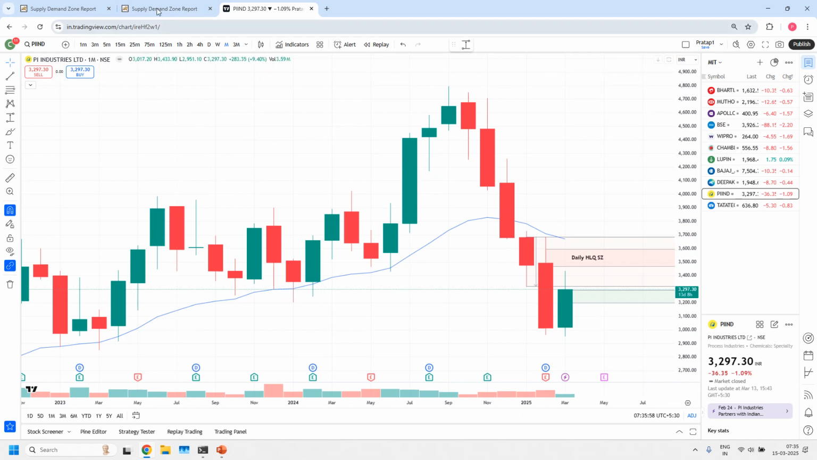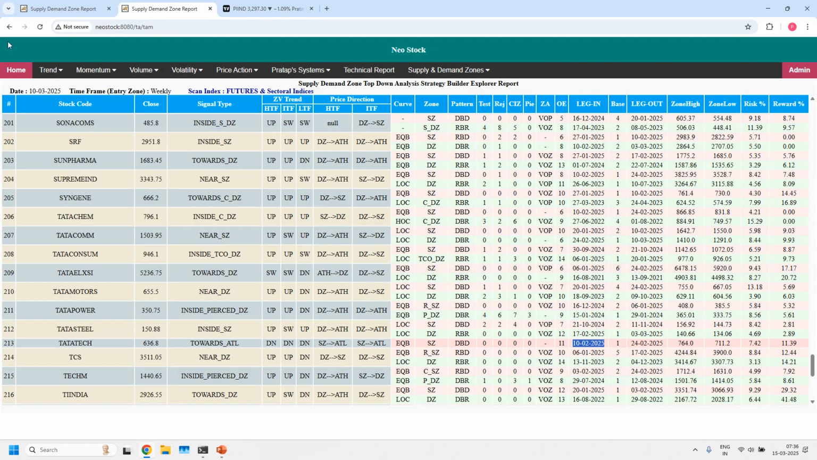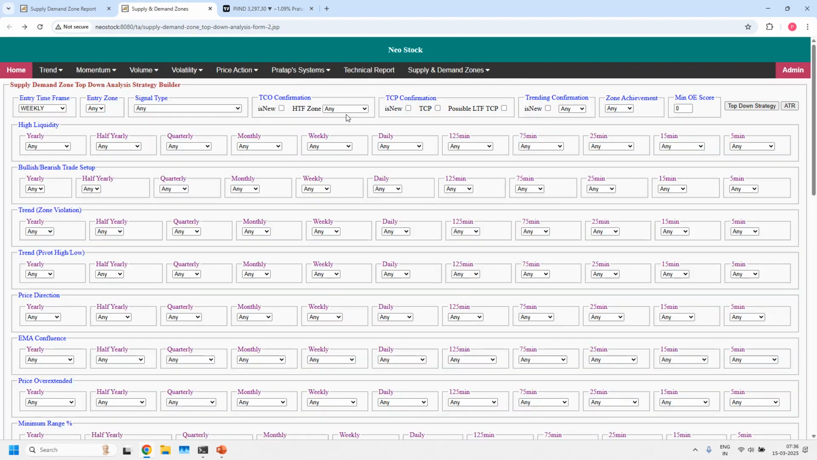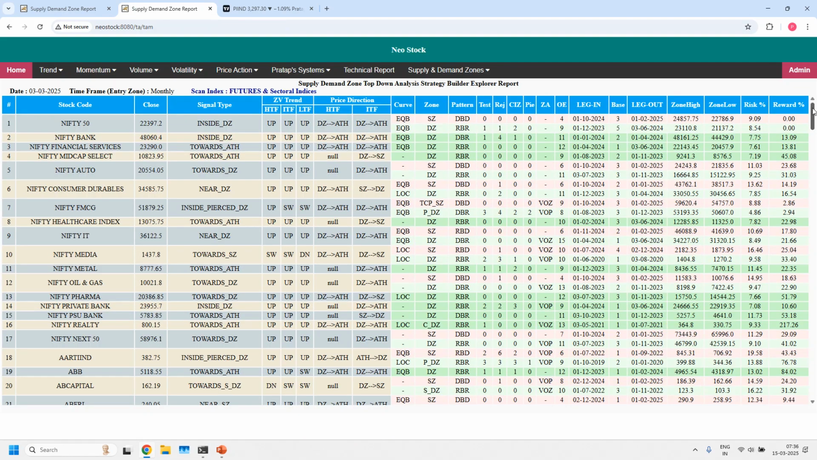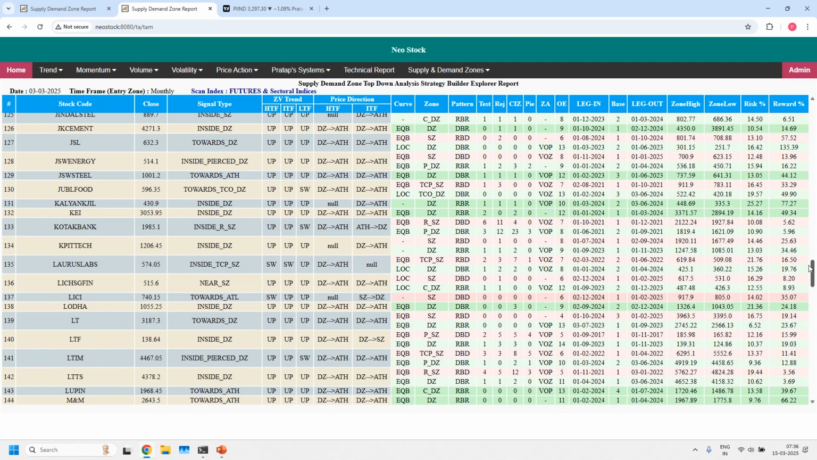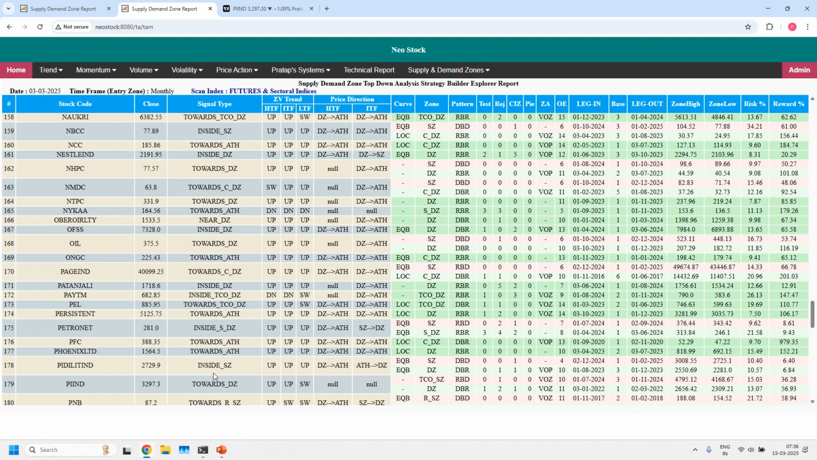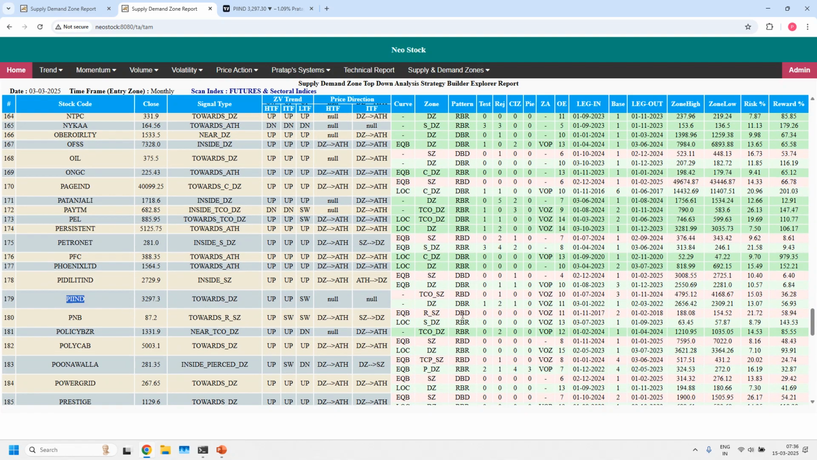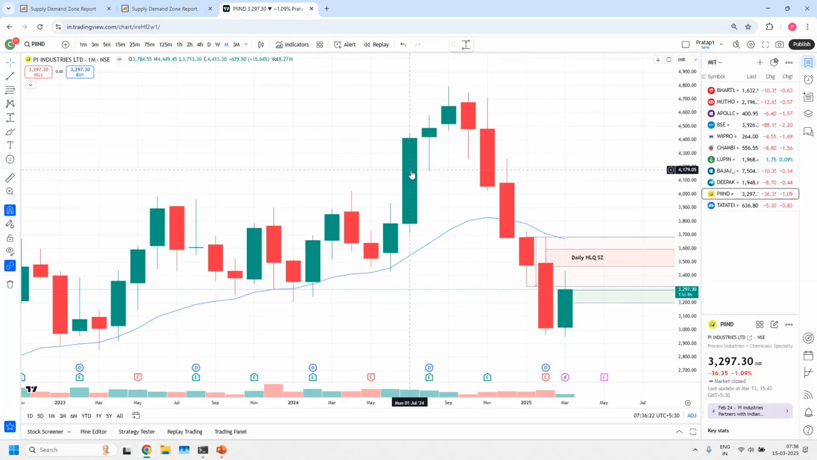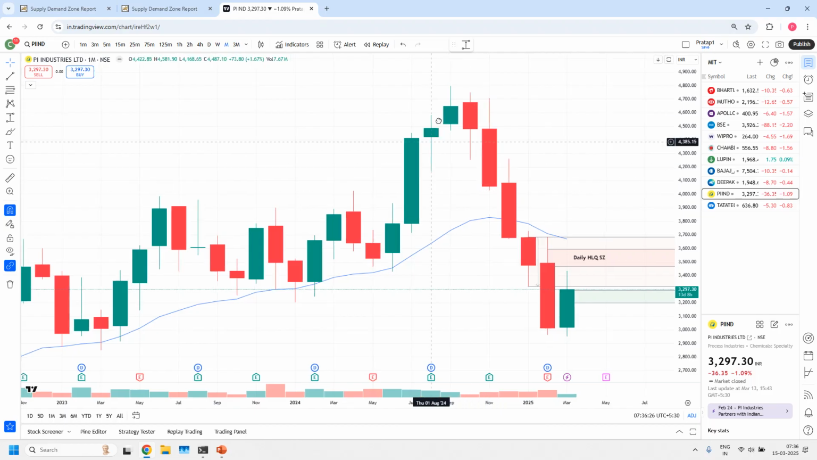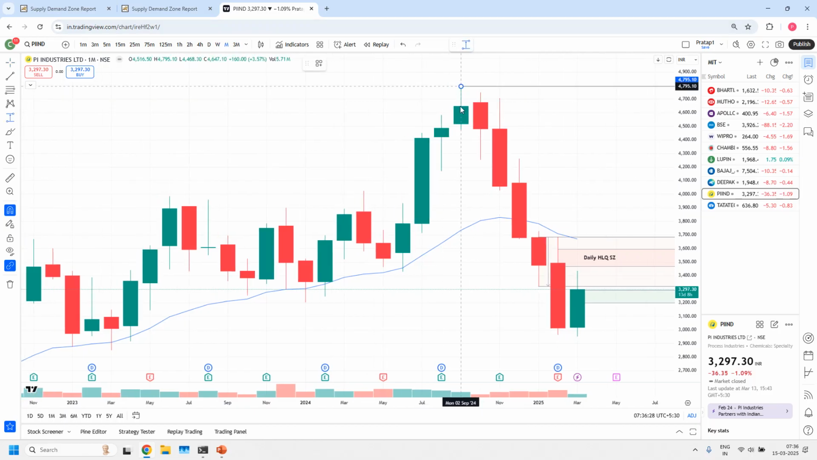Let us see what the monthly zone is according to the software for PI Industries. Changing the time frame to monthly. This is PI Industries. This is the supply zone, dated 1/7/2024. So according to the software, this is the monthly zone.